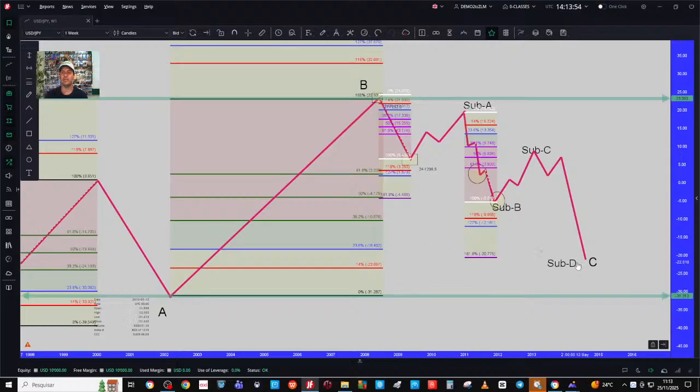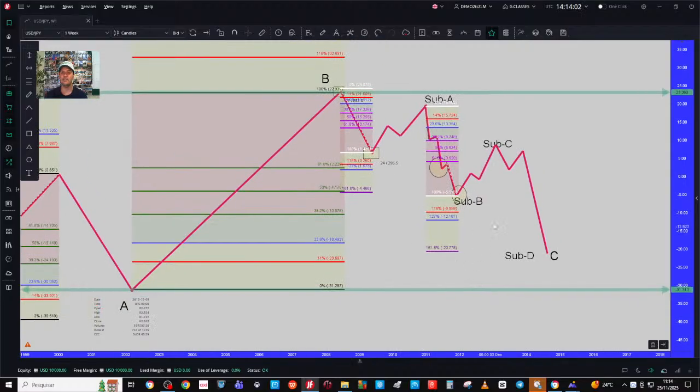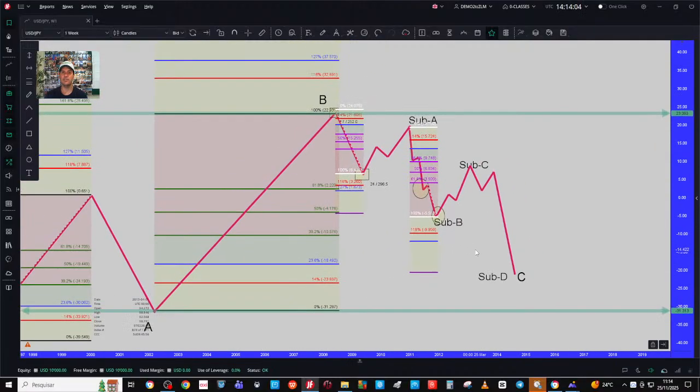Boss, does the sub D always equalize the sub C? The answer is no. The sub D doesn't always equalize the C. Okay, everybody? Now pay attention here before you go on charts. So again, the market made a retracement like this.